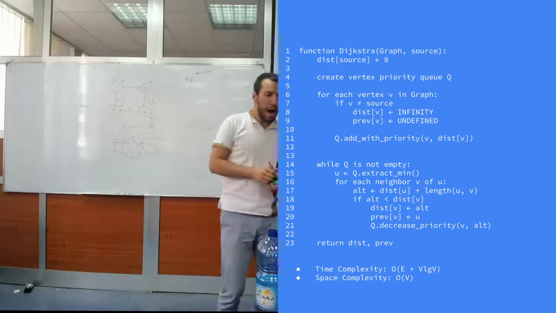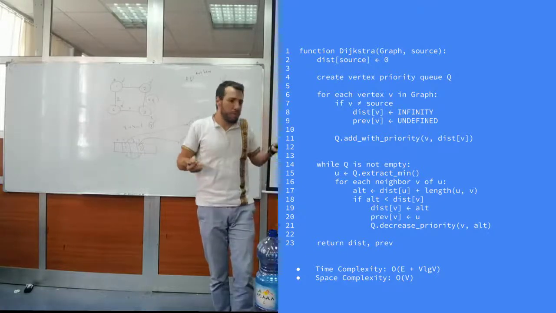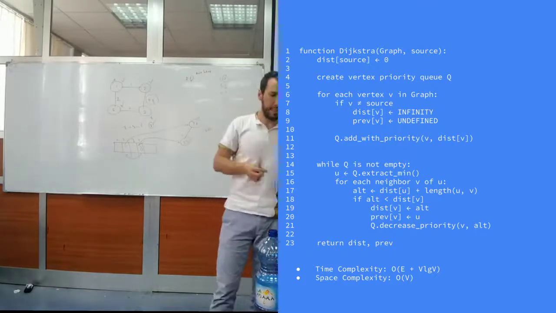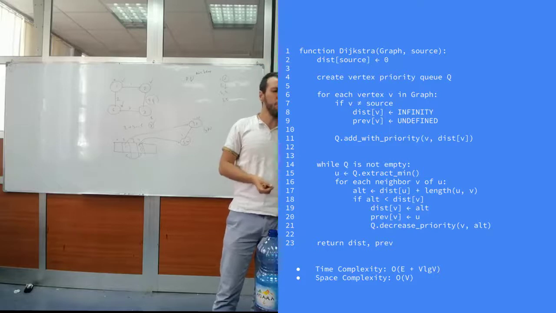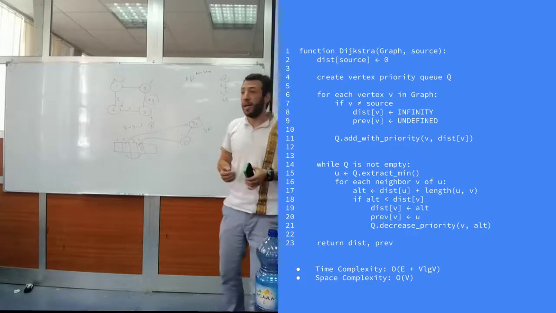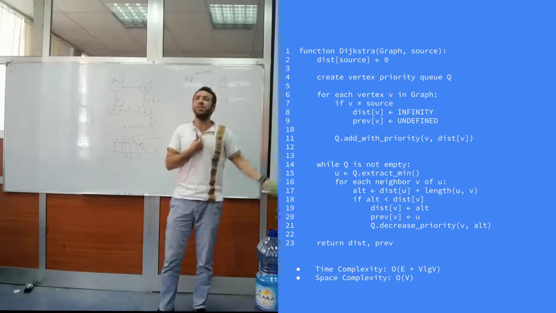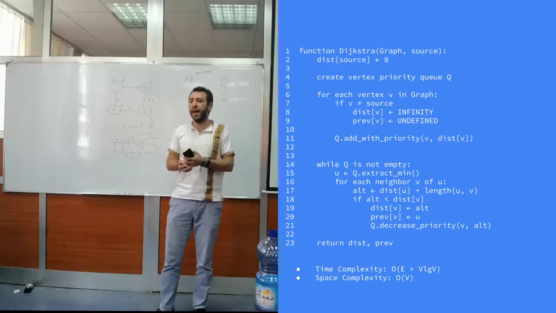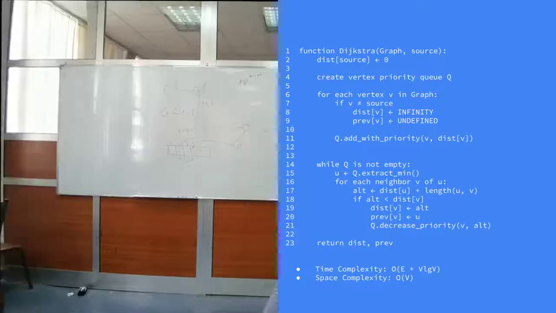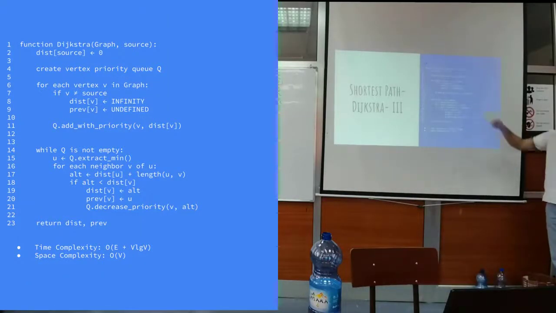After that, we start execution and we get the minimum element from the priority queue, the minimum distance. And for each neighbor of that vertex, we check whether the distance we have so far plus the weight of the edge between us is smaller than what we have seen for this node before. Look at the line 80. ALT stands for the alternative route we can think of.